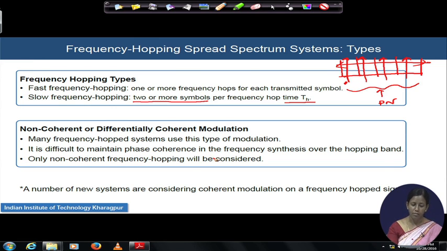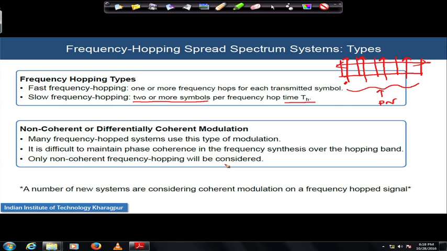Another one is non-coherent or differentially coherent modulation techniques. It has maximum popularity for the frequency hopping spread spectrum communication system design because of many reasons. As we understand, for a coherent modulation scheme, we need to have a sync word associated with it, which will help us to extract the phase, time and frequency information in the receiver.